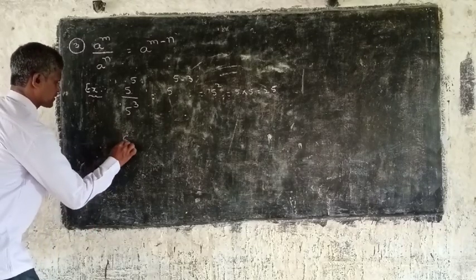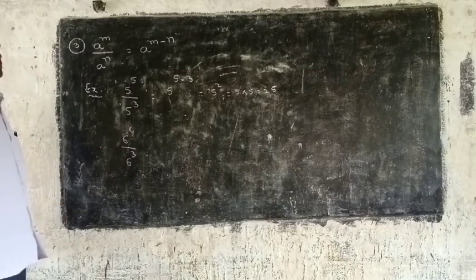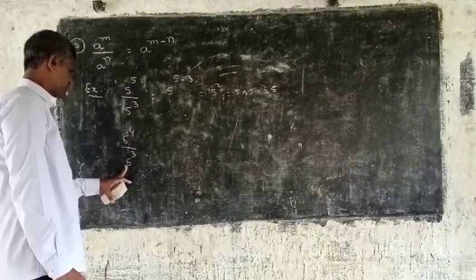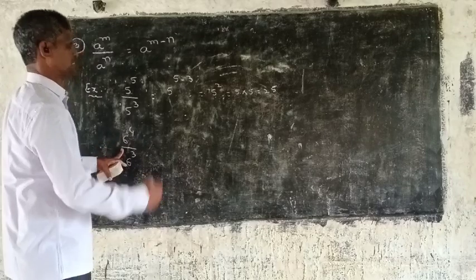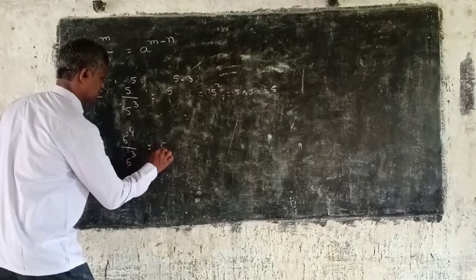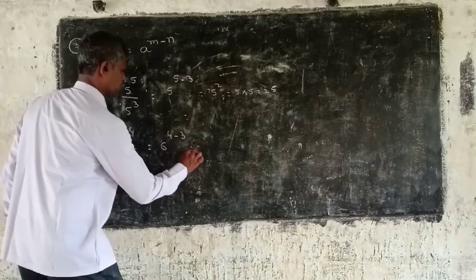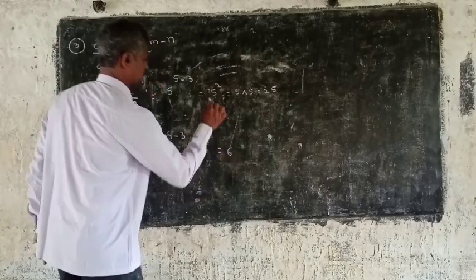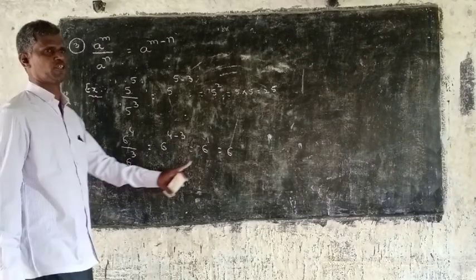Next, 6 to the power of 4 by 6 cube. Base equals 6. Bases are equal. Division changes into subtraction: 6 to the power of 4 minus 3 equals 6 to the power of 1. 6 power 1 equals 6. A power 1 equals a. So 6 power 1 equals 6.